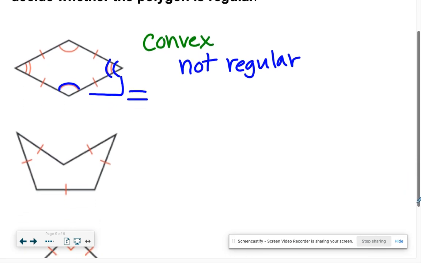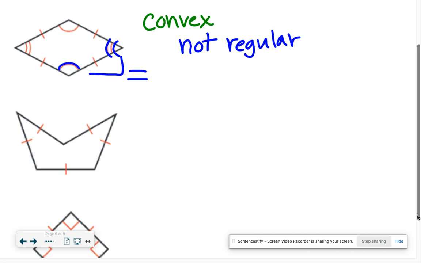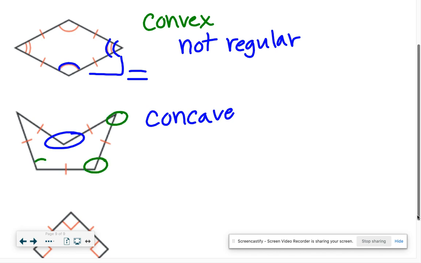This next one here. Let's first decide convex or concave. It dips in, so it is concave. Now let's check our angles. I don't know anything about our angles, right? So this would also be not regular. We don't have enough information.